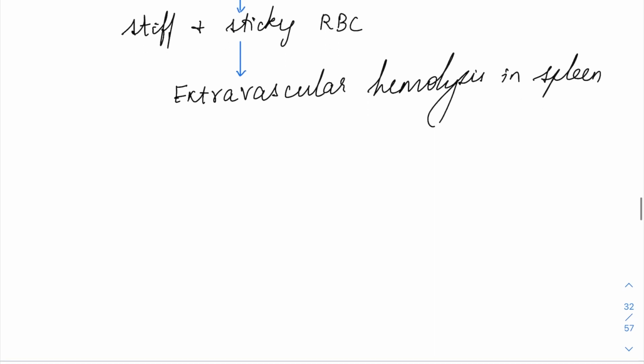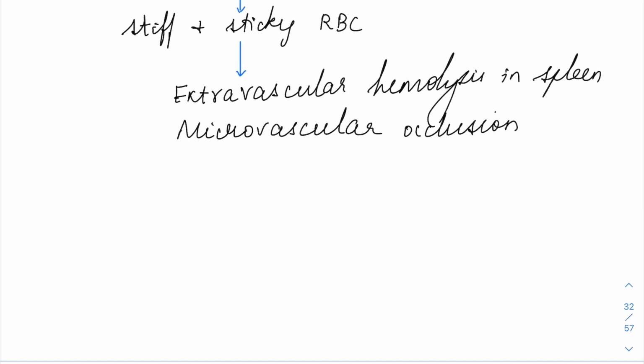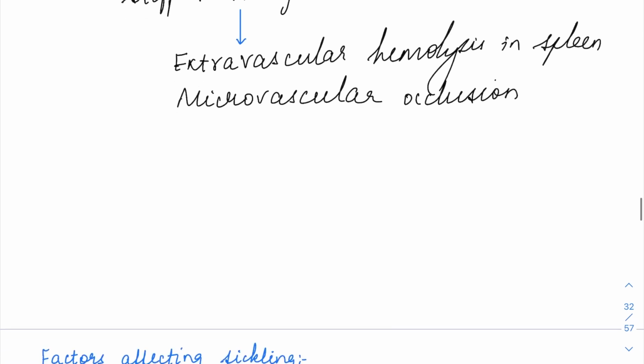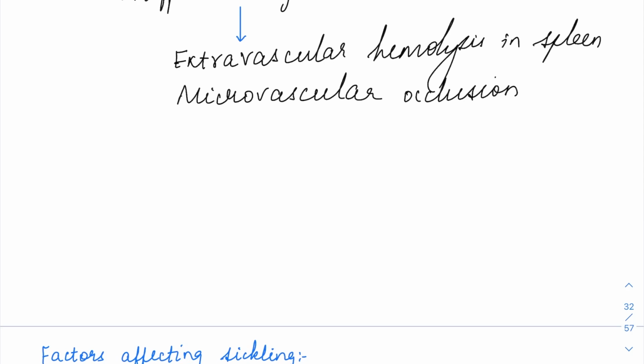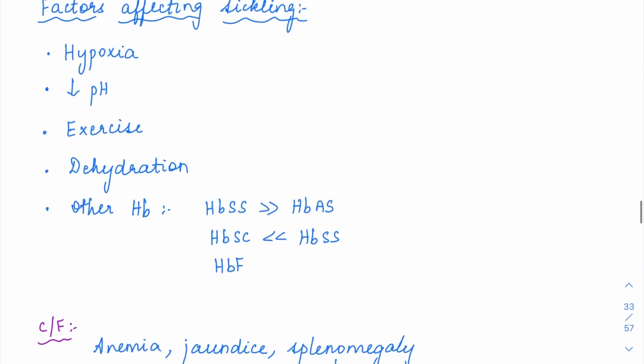Apart from that, they are also sticky, right? Sticky in the sense these RBCs tend to get attached to the small vessels. As and when they pass through the small vessels, they tend to attach to the endothelium. So microvascular occlusion is going to be there. When they keep on sticking to the small vessels, blood flow is going to be occluded, right? So it is going to cause microvascular occlusion, and it is because of this microvascular occlusion there is going to be lots of complications in sickle cell anemia.